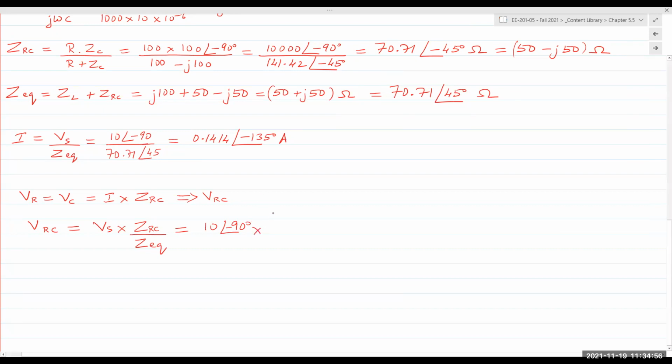Times ZRC, which is 70.71 with minus 45, divided by 70.71 plus 45. The final answer simply is 10, the angle of minus 180 volts. Magnitude of 10, phase angle of minus 180. Now, obviously, minus 180 is the same as plus 180. So if you do it on a calculator, you might obtain 10 with an angle of plus 180.